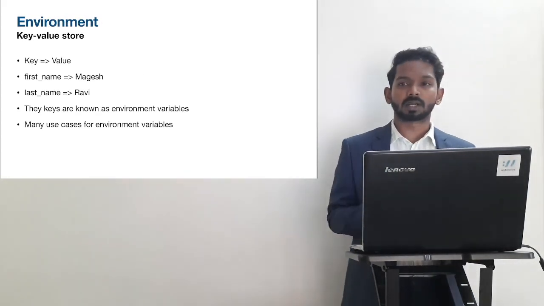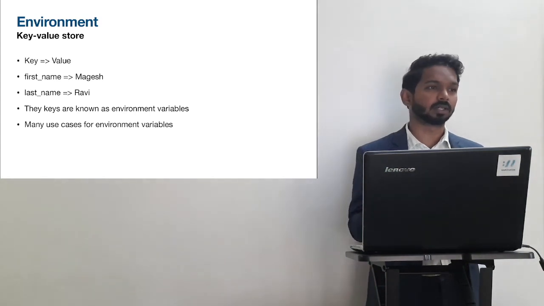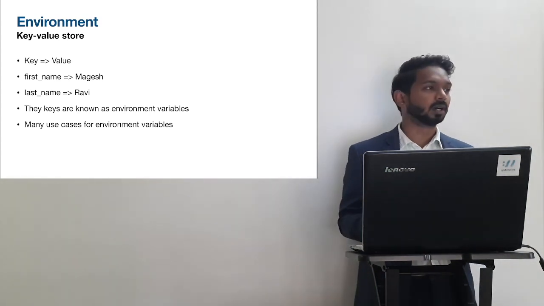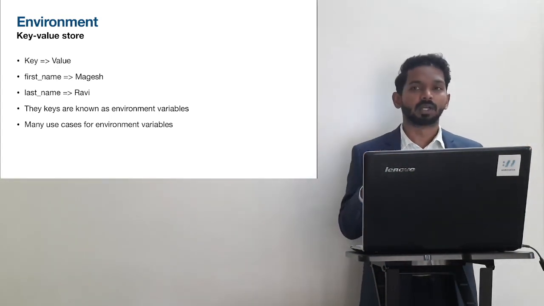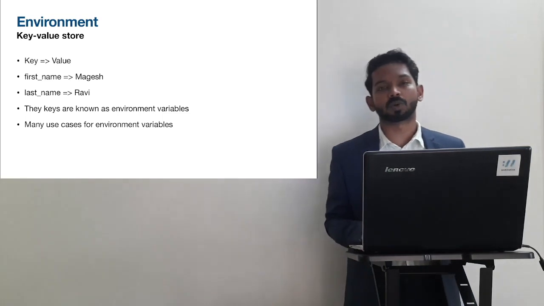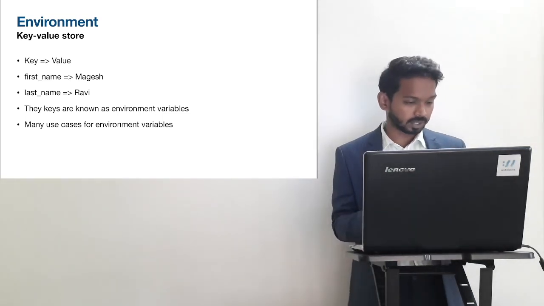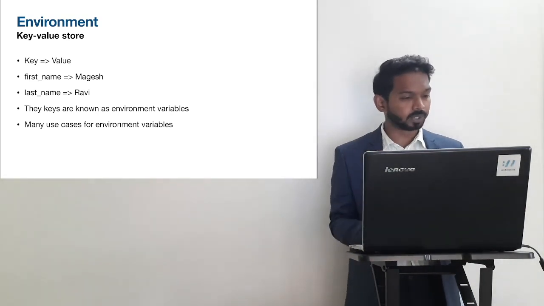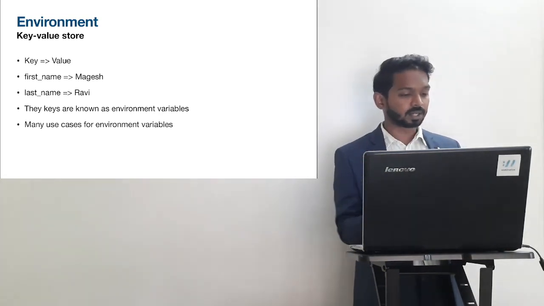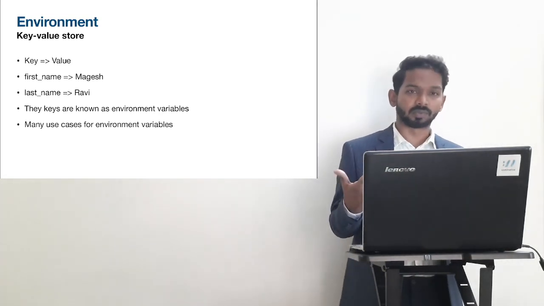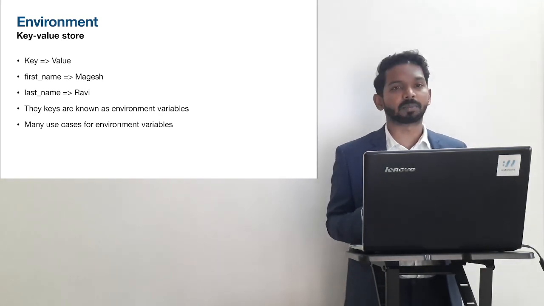So environments are like key value stores. If you have worked with any key value stores like dictionaries or Redis databases, you have a key and you have some value associated with it. So you can think of environment as a key value store. Each key holds a specific value. For example, here as you can see, the variable first_name holds the value Magesh, and the variable last_name holds the value Ravi. So these individual keys, we call them environment variables.